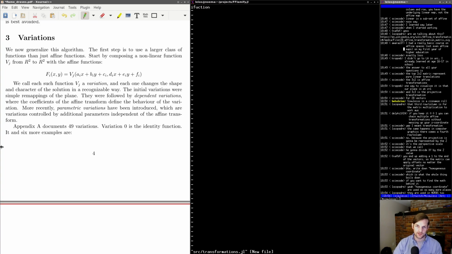Function affine. I don't think we need this end here. Oh, maybe we do. Yeah, okay, maybe we do. So then we're going to say vector. We want to return a new point. It's going to be point, and we're going to have an XY location.